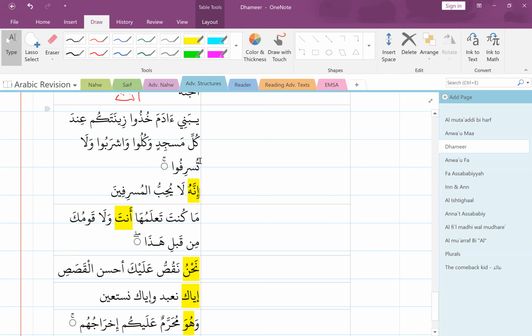ولا تسرفوا إنه لا يحب المسرفين. The fact of the matter is, he doesn't like wasteful people or people who waste stuff. So this is fact of the matter.